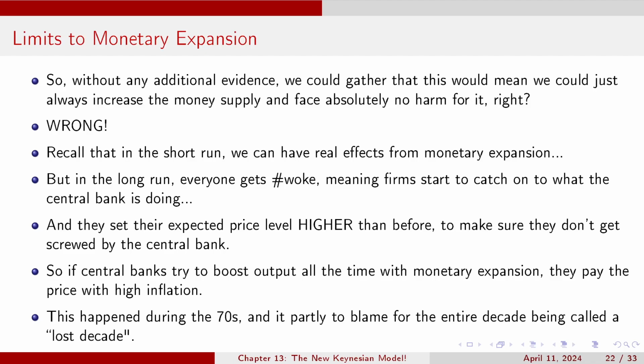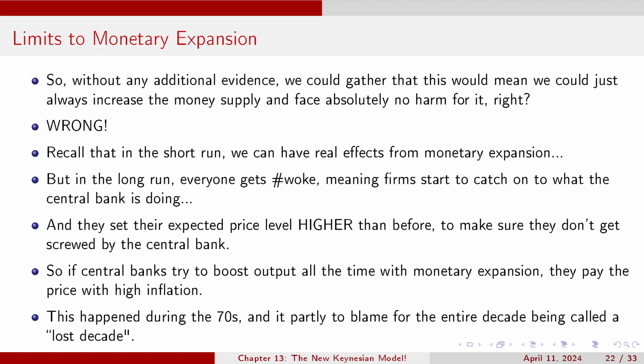Short run, yeah, we do get changes in output. Long run, no change in output anymore. Price picked up all the slack. Price fully moved. All right, everyone takes the red pill, and they're unplugged from the matrix. Firms start to catch on to what the central bank's doing, and they set a higher expected price level than before to make sure they don't get screwed again. So if central banks try to boost output all the time with monetary expansion, they end up paying a price of very high inflation. No pun intended, I promise.